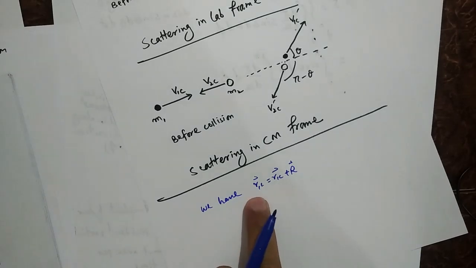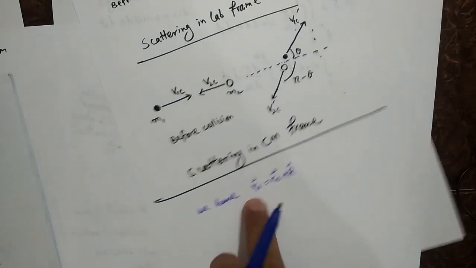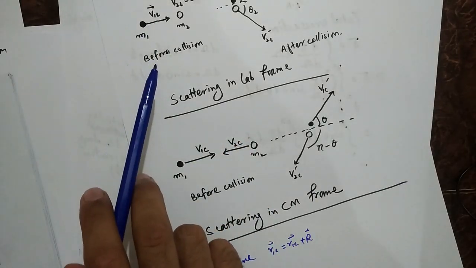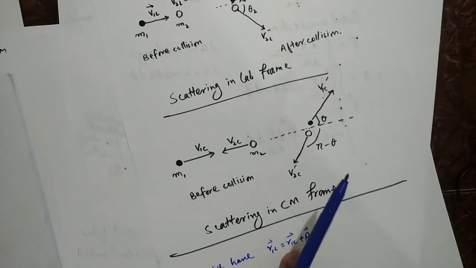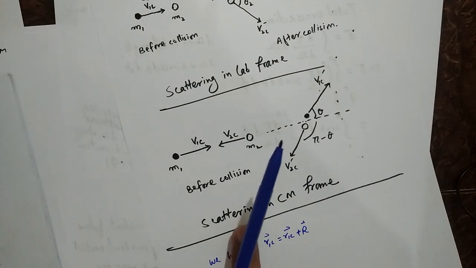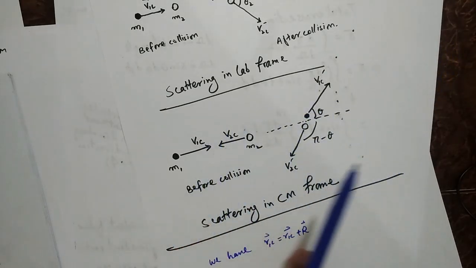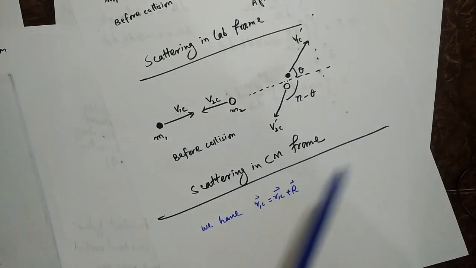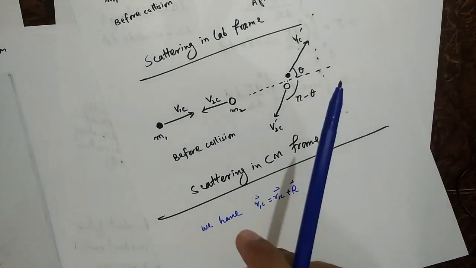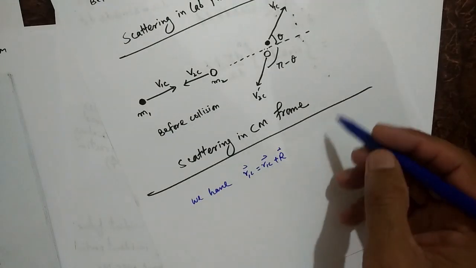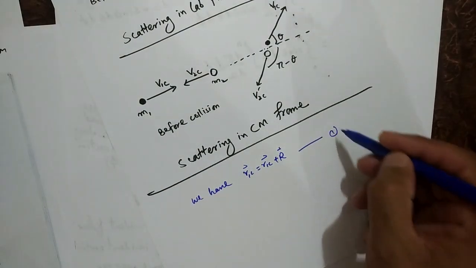Here this is the position of the projectile in the lab reference frame, while R1C is the position of the projectile in the CM reference frame, and capital R represents the position of the center of mass with respect to the lab reference frame. So this is equation number 1.